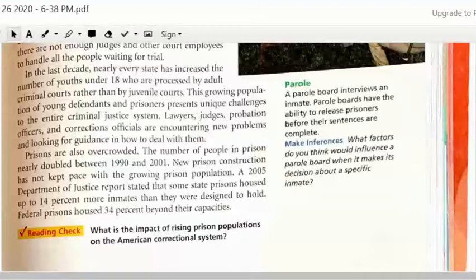This growing population of young defendants and prisoners presents unique challenges to the entire criminal justice system. Lawyers, judges, probation officers, and corrections officials are encountering new problems and looking for guidance in how to deal with them. Prisons are also overcrowded. The number of people in prison nearly doubled between 1990 and 2001. New prison construction has not kept pace with the growing prison population. A 2005 Department of Justice report stated that some state prisons housed up to 14% more inmates than they were designed to hold. Federal prisons housed 34% beyond their capacities.